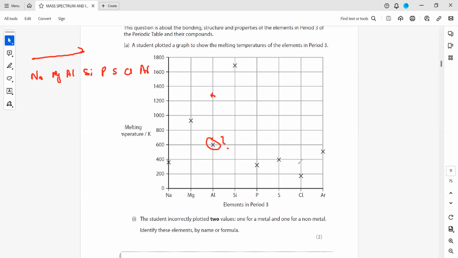Because the non-metals have a simple molecular structure, what should happen? The force of attraction between the molecules is weaker, so the melting point should decrease. It should not be higher, it should be lower. So one mistake is for aluminium and the other is for argon. Is this question clear? These are the two elements that are not shown correctly.